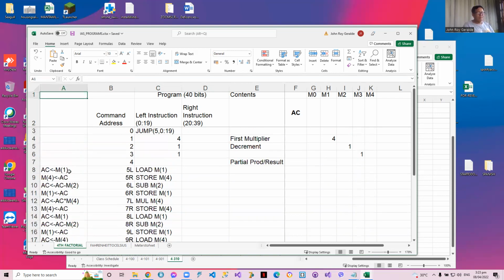So the load and store are very similar to the analytical engine, only a different syntax. Okay. So this is our memory. This is the same memory, no? We are having instructions on the left and on the right. So M1 here becomes 4. M0 contains the first jump. M2 becomes 1, and M3 becomes 1. And our partial product will be in M4. So there's a little change, no? Anyway, you can use any variable you like. So shall we trace this?